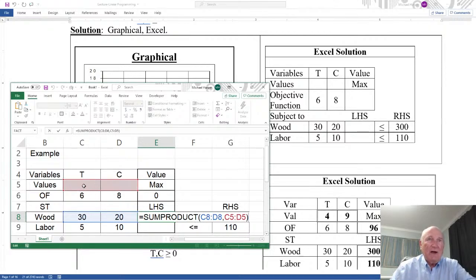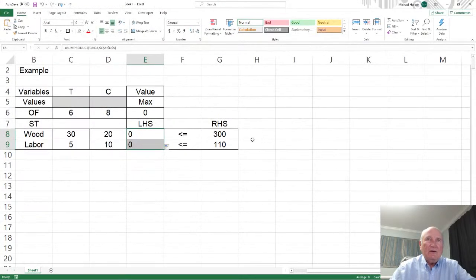Now the C5 here, the red here, I want that to be fixed. So I'm going to highlight C5 and D5, F4 to fix it. And then what I can do is just copy that down. Now I only have 2 constraints, but since I can copy this down, I can have 5, 10, 15, 20 constraints. It's very easy to do now that I have it set up.